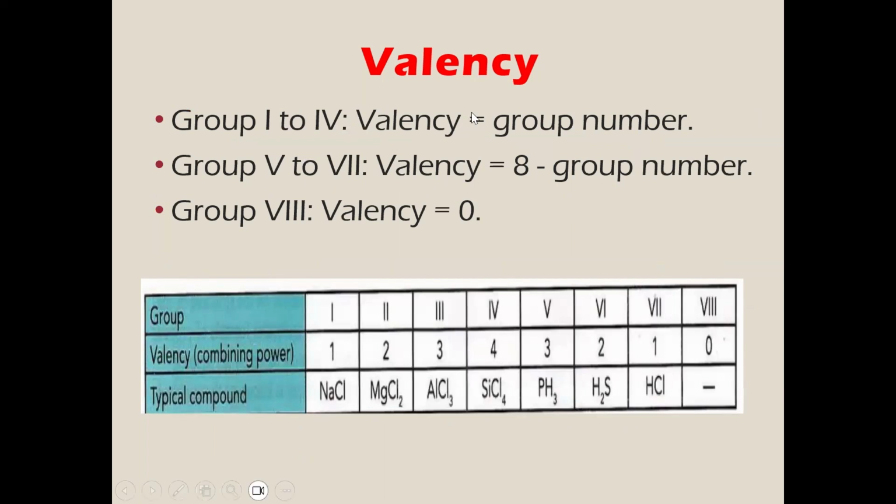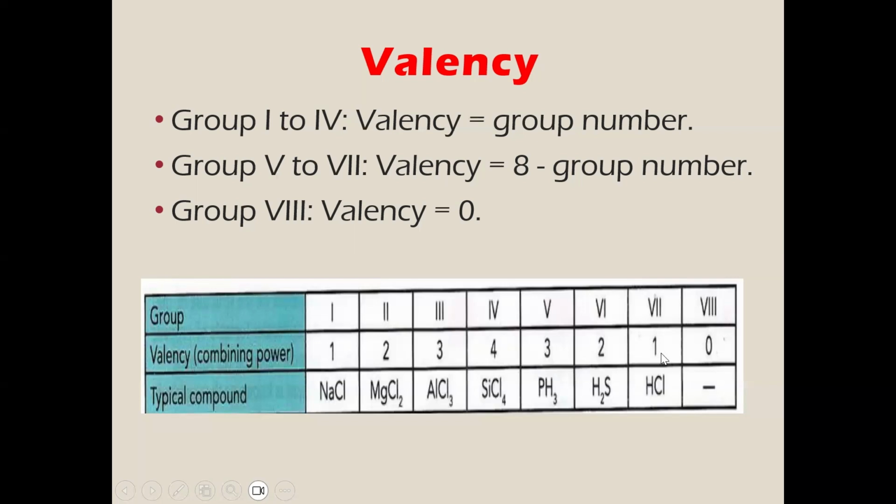So from group 1 to 4, the valency is equal to the group number. Group 1, valency is 1. Group 2, valency is 2. Group 3, valency is 3. Group 4, valency is 4. But from group 5 to group 7, the valency equals 8 minus the group number. So group 5, the valency is 8 minus 5, which is 3. Group 6, the valency is 8 minus 6, which is 2. Group 7, the valency is 8 minus 7, which is 1.